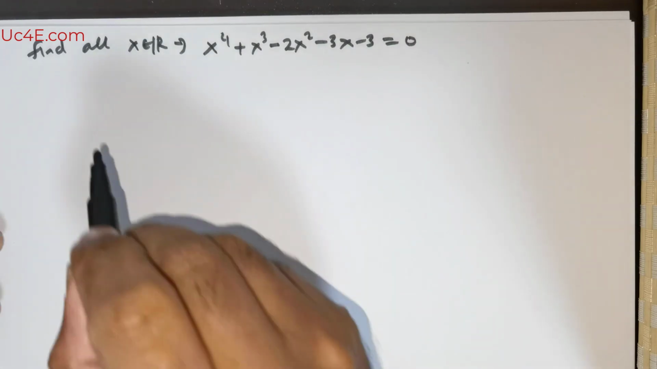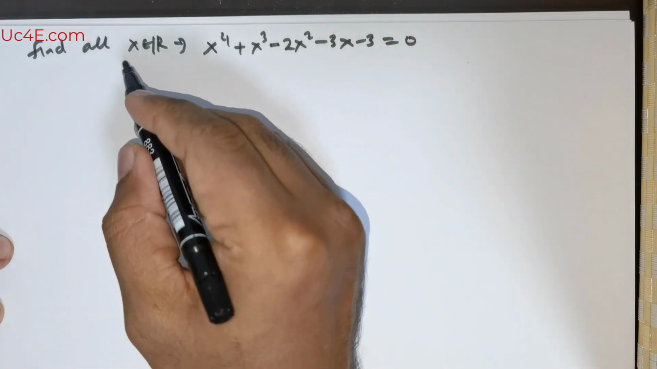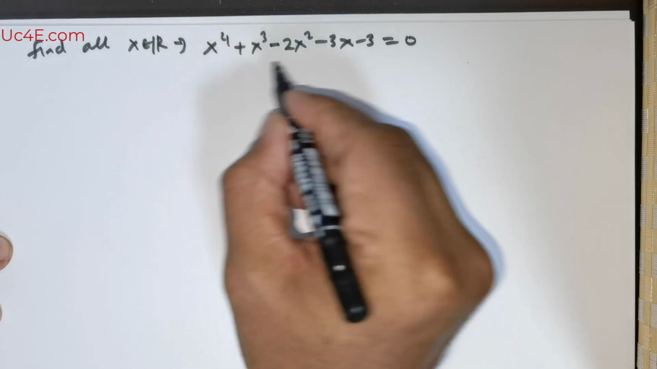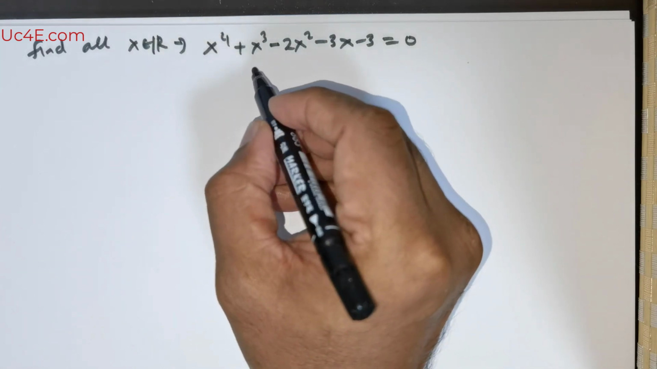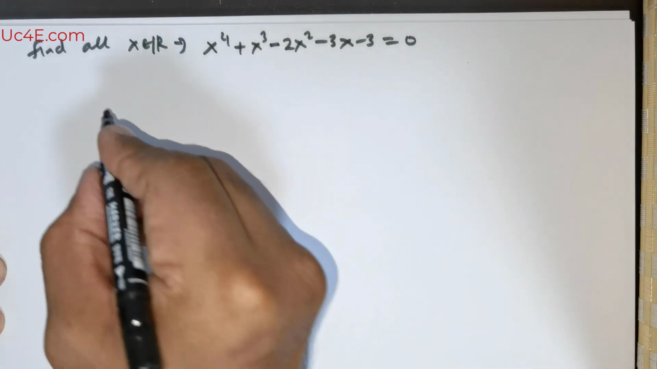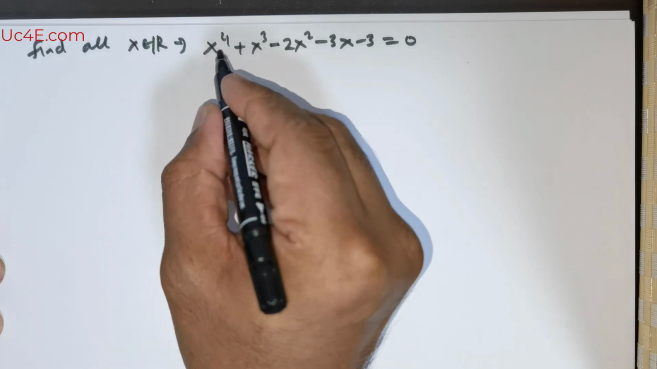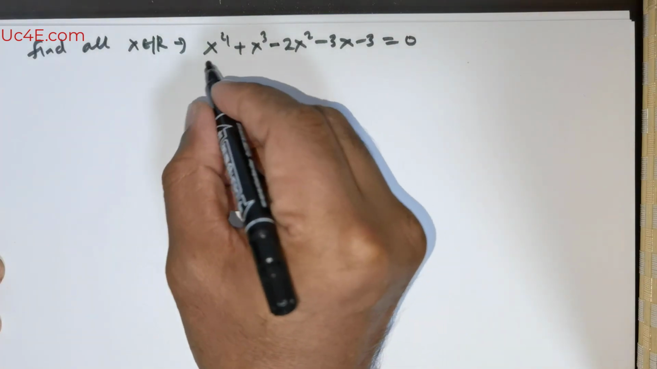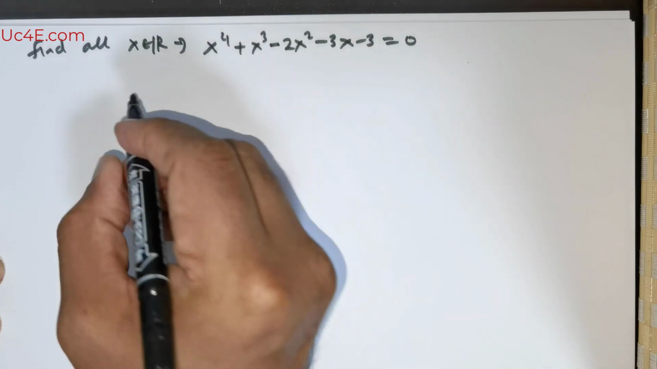Hi everybody, we have a question. We are expected to find all real values of x for which we have this equation: x to the power of 4 plus x cubed minus 2x squared minus 3x minus 3 is equal to 0. So first, this is a quartic equation. I would like to write this quartic equation as a product of two quadratic equations.